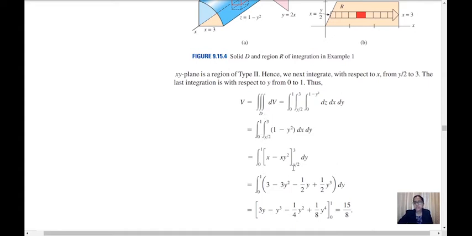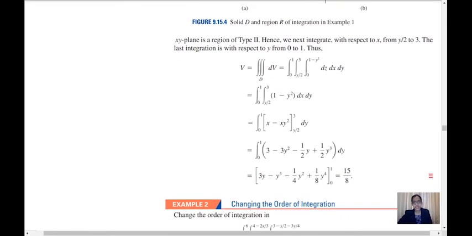Now the integration of 1 minus y square with respect to x will be x minus xy square, the limits being y by 2 to 3. We'll substitute this value, so it will be 3 minus 3y square minus y by 2 plus 1 by 2 y cube. So this integration is pretty much simple. The main difficulty that we'll be facing is to just understand the region. For that we'll have to plot the region perfectly, and have a clear picture of it in our minds. So this was a bit simple.